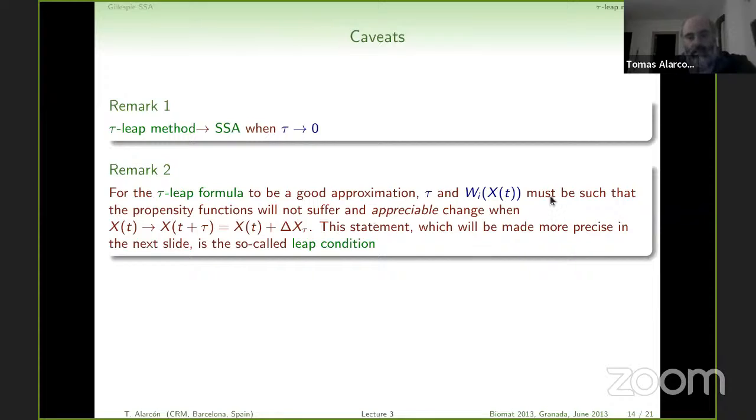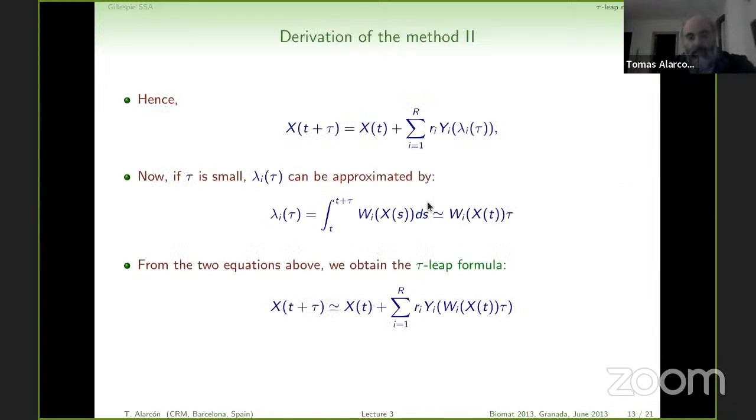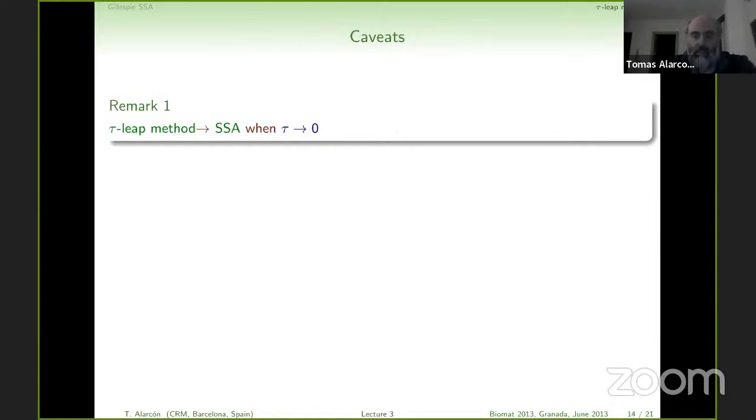Okay, so this condition says that the function must be such that the propensity functions, these things here, will not suffer an appreciable change when we move. Basically, what this means is that we need to make sense of this approximation. Okay, so this is what we are going to try to do. We need to make sure that this approximation is not a terrible one.